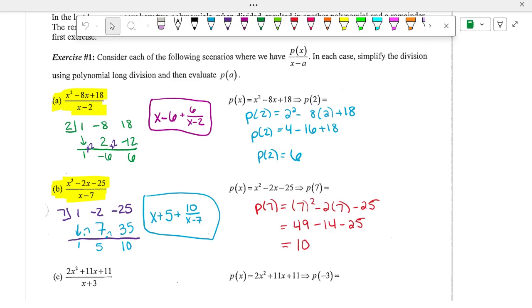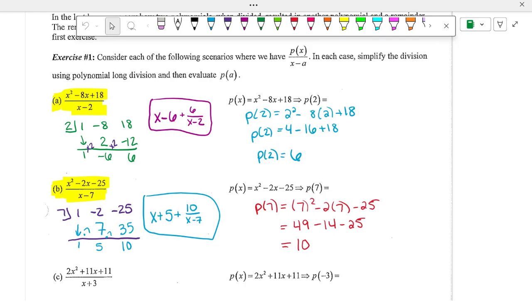Now, why is that important? First off, on your test, there will be questions of what is the remainder of this function when we divide by this root. Okay? That'll save you time. You don't have to do all the division. You just gotta plug it in, evaluate it, and you've got your remainder.